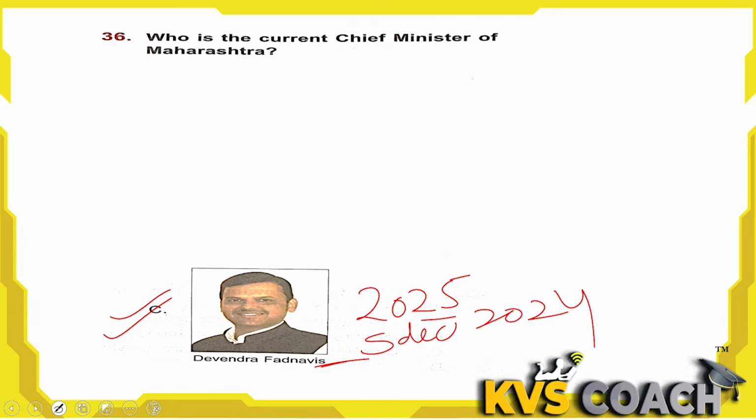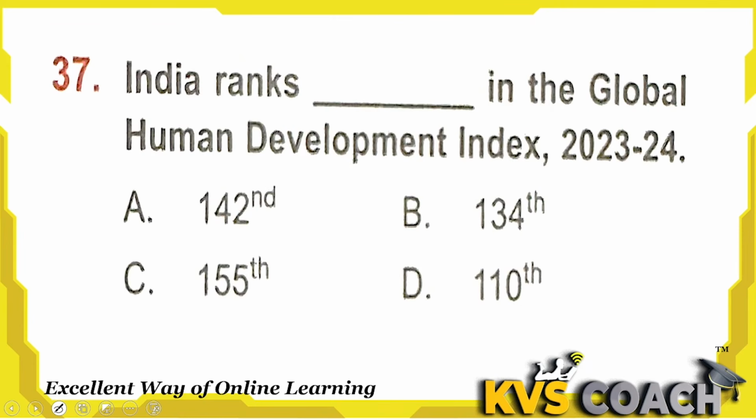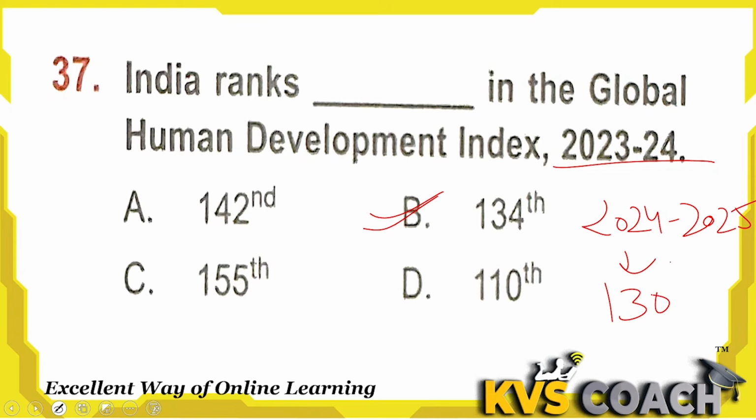Next is, India ranked dash in the Global Human Development Index 2023-24. That was 134th rank. If we are talking about 2024 or 2025, then the rank is now 130th. So the current rank is 130th, but according to 2023-24, that was 134th. Option B was the right answer.